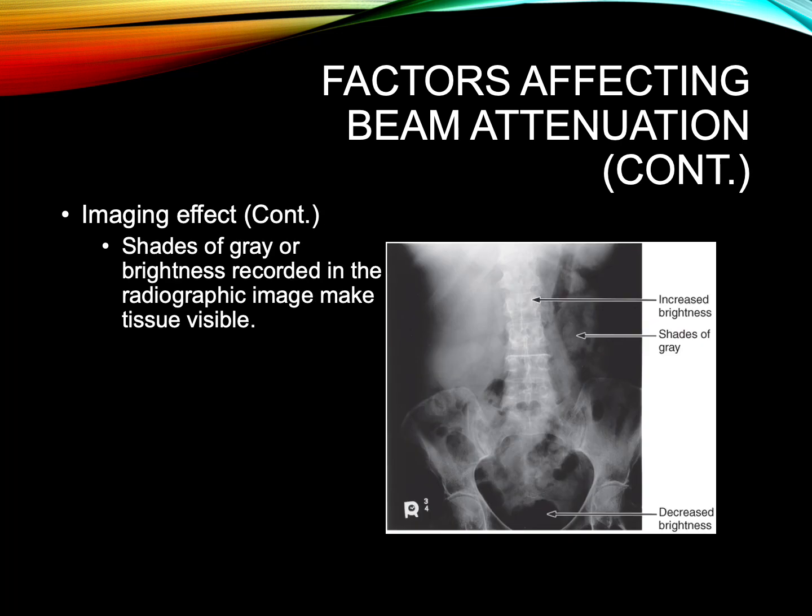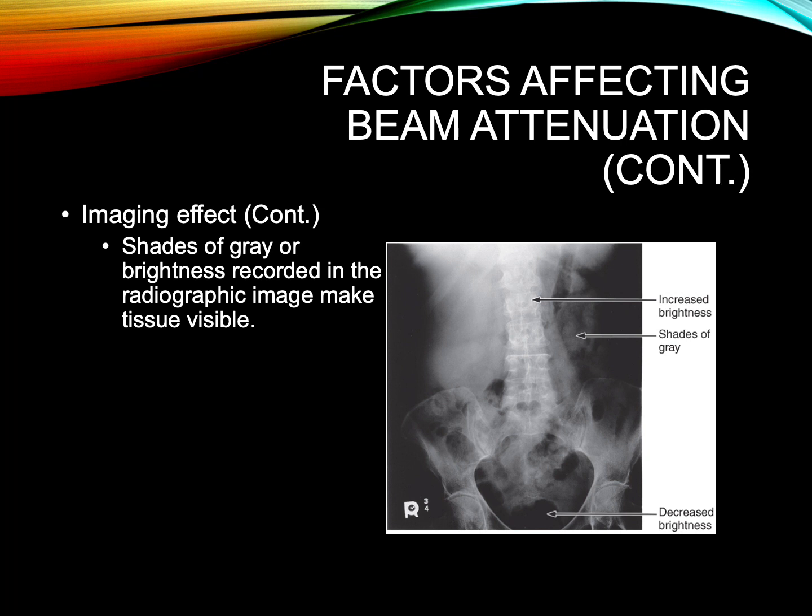If you look here at the image of the KUB, the areas within the anatomic tissue that absorb the incoming X-ray photons, which is called the photoelectric effect, are going to create the white or clear areas, which is increased brightness on the image. The incoming X-ray photons that are transmitted create the black areas, which is the decreased brightness on the image. And then anatomic tissues that vary in absorption and transmission are going to create a range of dark and light areas, which are your shades of gray. The various shades of gray or brightness recorded in the image make anatomic tissue visible. Skeletal bones are differentiated from the air-filled lungs because of their differences in the absorption and the transmission.